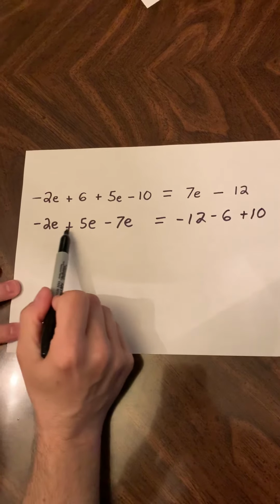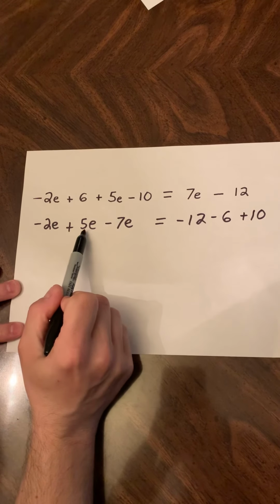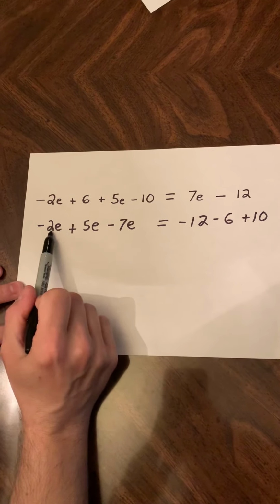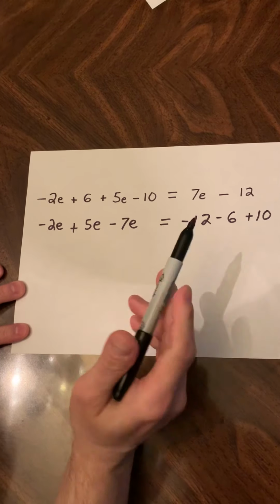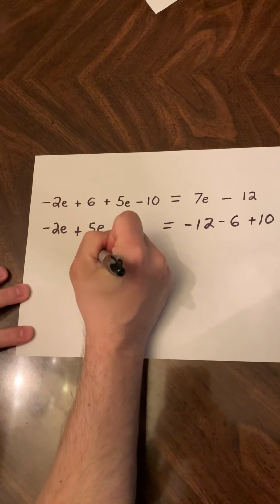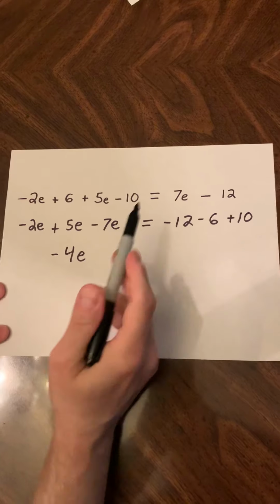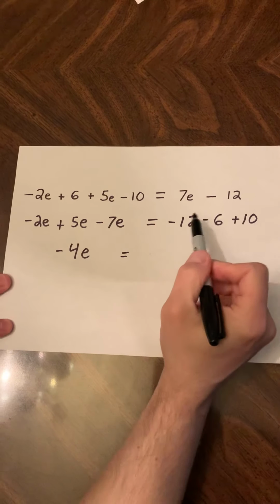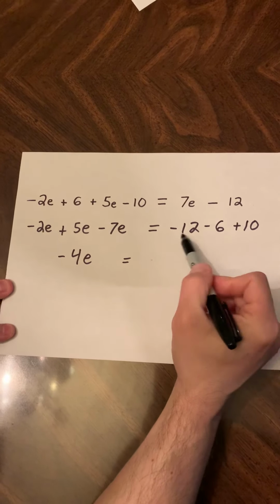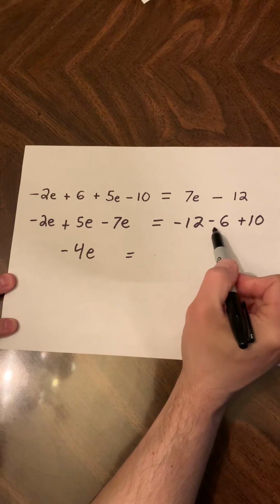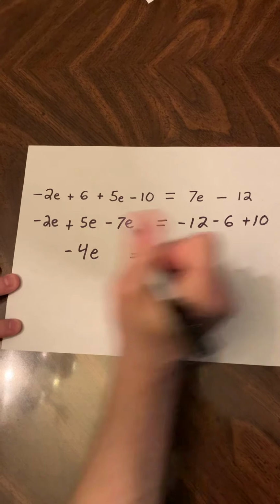We just combine our terms here. I have negative 2e plus 5e, which gives me 3e, right? Negative 2 plus 5 is 3. And then 3 minus 7 would give me negative 4. Don't forget to attach the e to it. So that would be negative 4e when I combine all three of those. Let's combine my constants. A negative 12 and a minus 6 would be negative 18. Then we add positive 10, which would be negative 8.